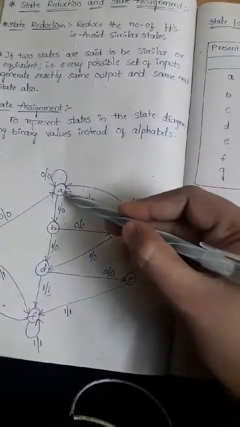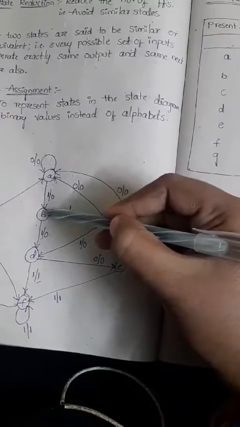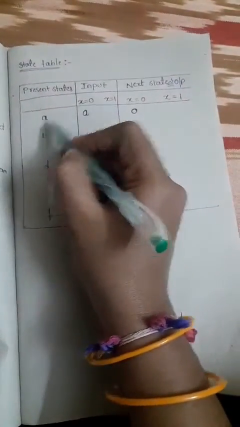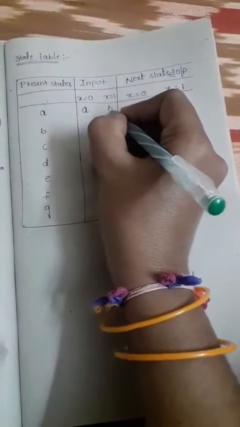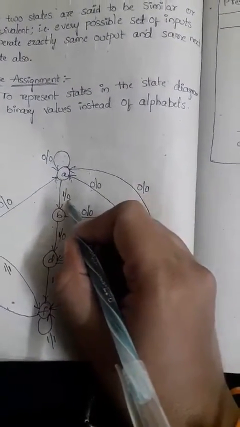Like that for x is equal to 1. x is equal to 1 means the input value is 1 here. So A will transition from A to B. That is, whenever x is equal to 1, the A transition goes to B. But what about the output value? This output value is 0.